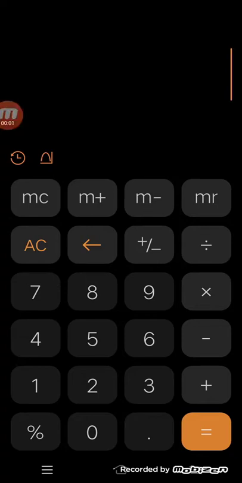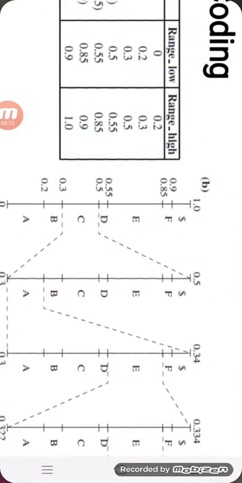Hello friends, sorry the video got interrupted in between. So we'll start from where we left off. We were discussing how we define the range for the symbol A. So I'll start it once again.